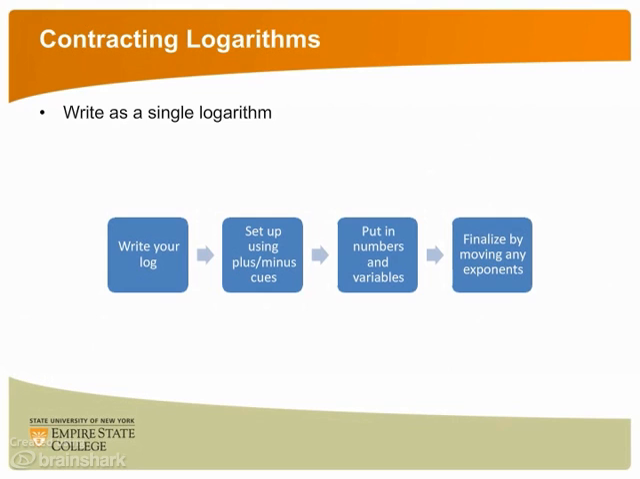First, write down your logarithm with the appropriate base. Then, use any plus or minus signs as cues for how to set up what you are taking the log of. Next, put in your numbers and variables of which you are taking the logarithm. Finish by moving any exponents into position. Let's look at a few examples.